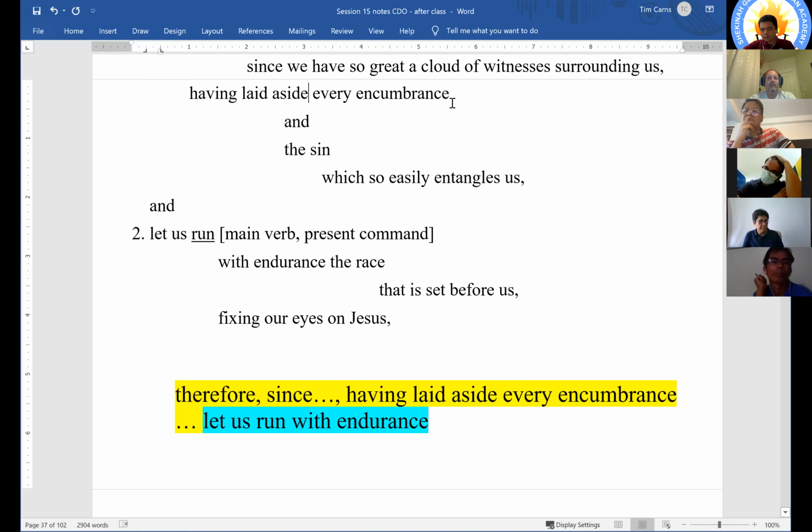But it's not telling us how we run. If he had said laying aside every encumbrance, that's present tense, and that would be telling us how we run. But he's saying having laid aside. That, Anselmo, is a past tense participle. So it's something that has been done in the past, but it's subordinate to run. Because this has happened, run. Because this has already taken place, run with endurance.